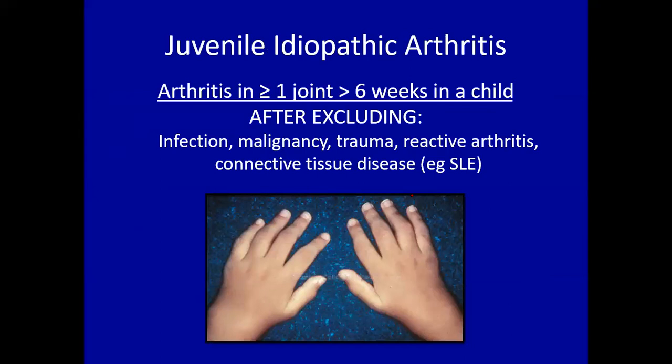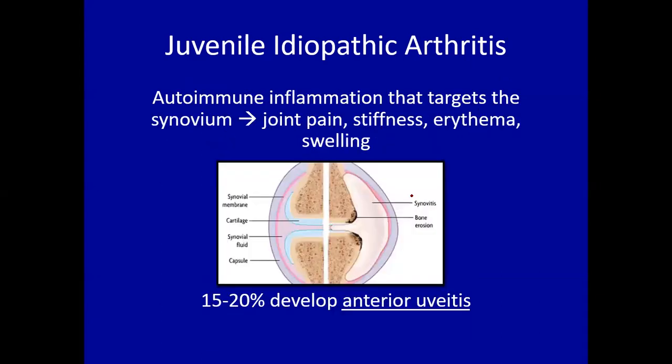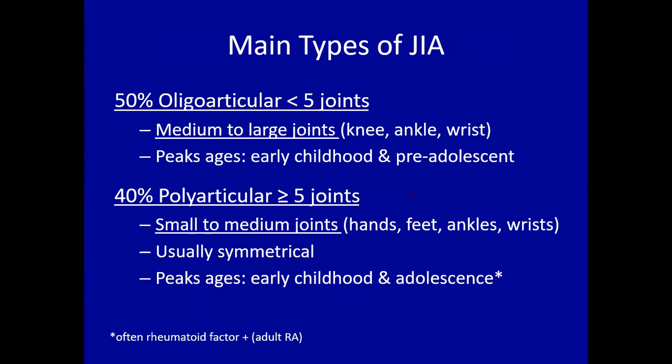Juvenile idiopathic arthritis, so greater than one joint and greater than 6 weeks, has to exclude infection, malignancy, trauma, or reactive arthritis, connective tissue disease like systemic lupus erythematosus. So we need to do a big lab workup on this child and make sure that we excluded that. But it's this autoimmune condition that targets the synovium, causes joint pain and stiffness, and is also associated with anterior uveitis. So 15% of them are oligoarticular, meaning less than 5 joints, and 40% are polyarticular, so greater than 5 joints.